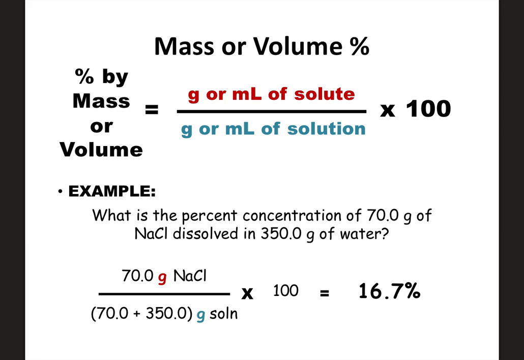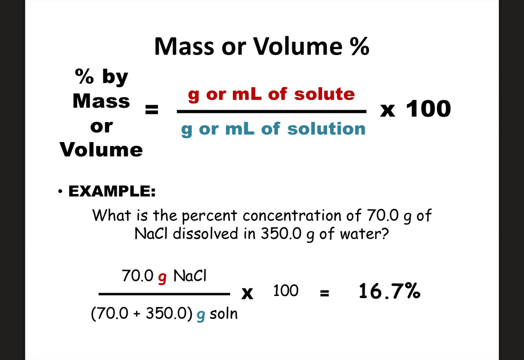All right, so in order to do a percent concentration, you need the grams of the solute over the grams of the solution times 100. So if we look at this, the grams of the solute, the NaCl, is 70 over the grams of the solution. Be careful here. You have to add up the solute plus the solvent because that gives you the total grams of solution. If they gave you the grams of the solution, great, you would just use that.